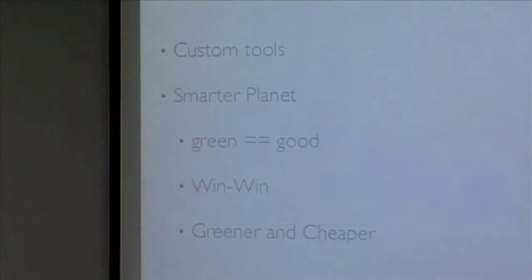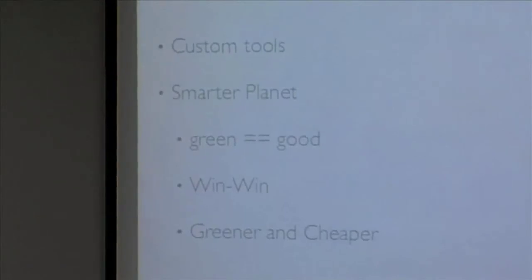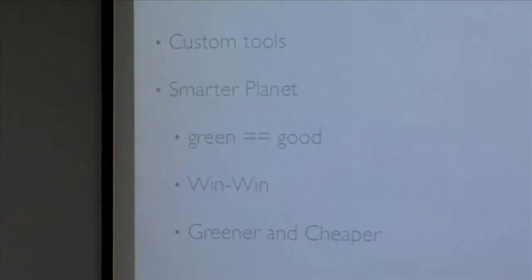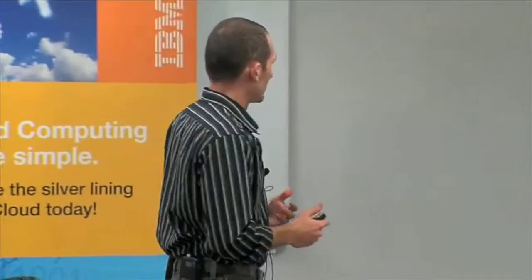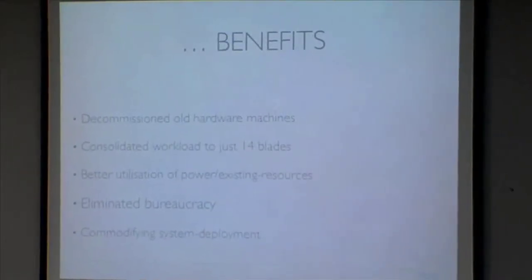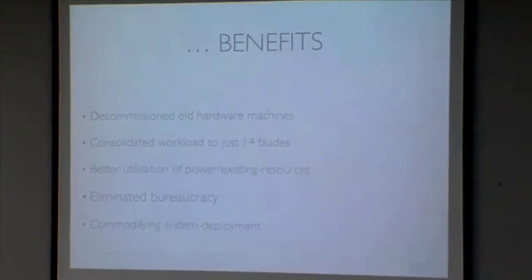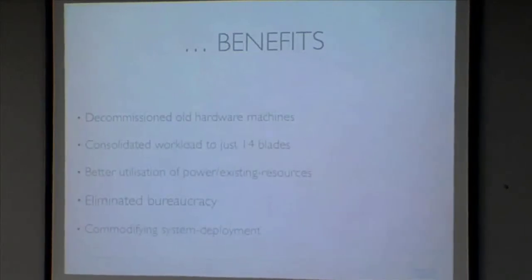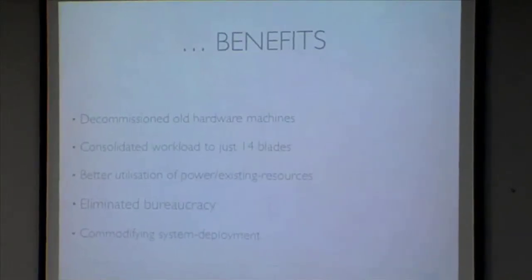Okay, so IBM has a Smarter Planet initiative. For us, by allowing us to decommission old servers, we're able to save power and therefore save a bit of budgetary constraints. So we consolidated our workload from about 60 physical servers to only 14 physical blades, and thus be able to still scale out our offering. Better utilization of existing resources, and one of the more important ones for us was elimination of bureaucracy, and that is the ability to not care about the hardware.